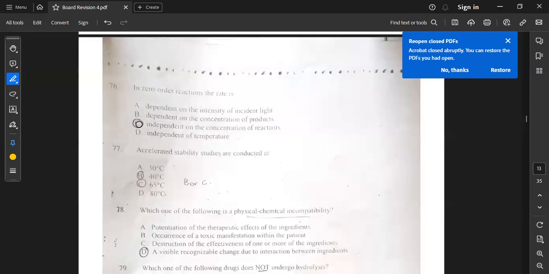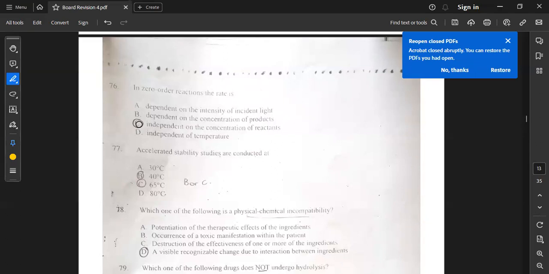So in zero order reactions, the rate is what? Is it dependent on the intensity of incident light, on the concentration of products? Is it independent of the concentration of the reactants, or independent of temperature? Zero order reactions. Really saying that in zero order reactions, the rate is independent of the concentration of reactants.